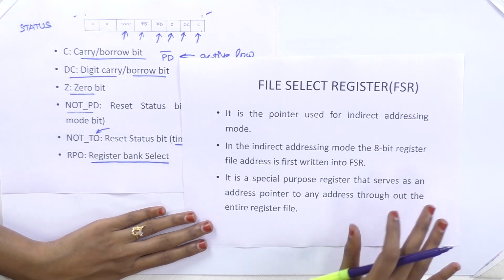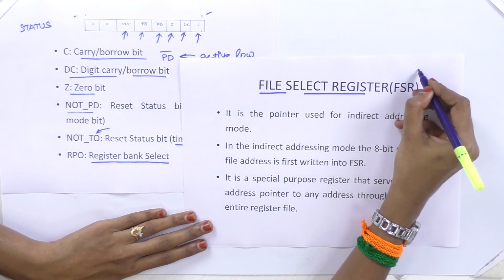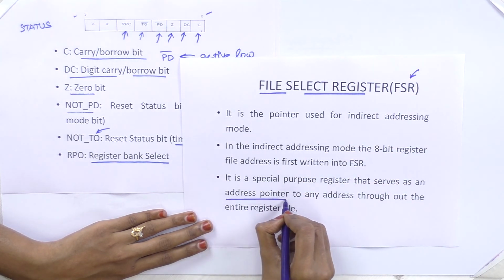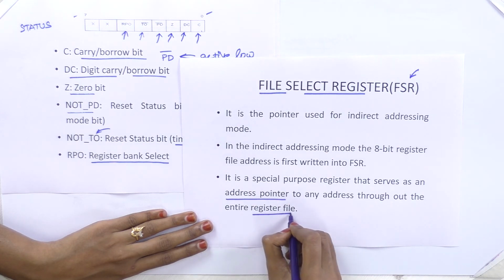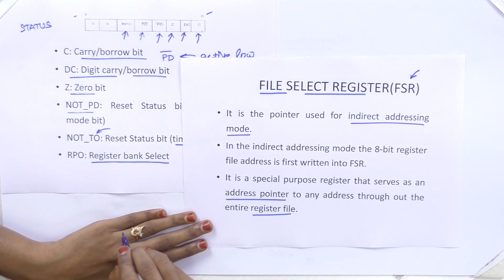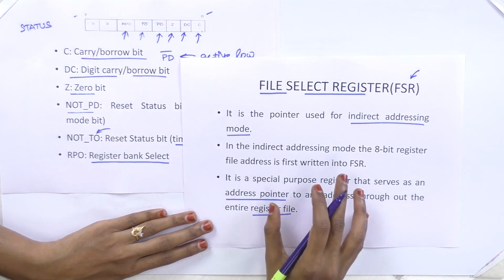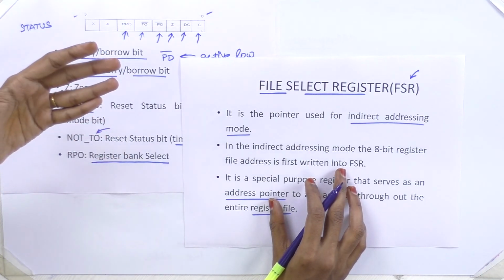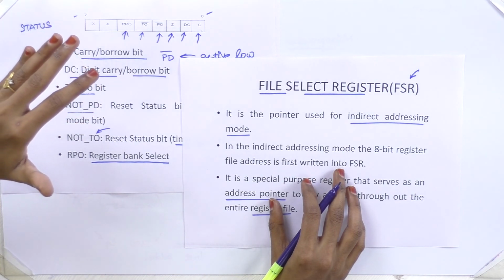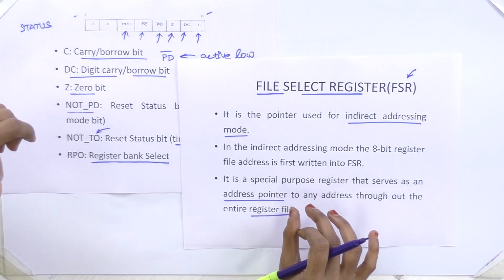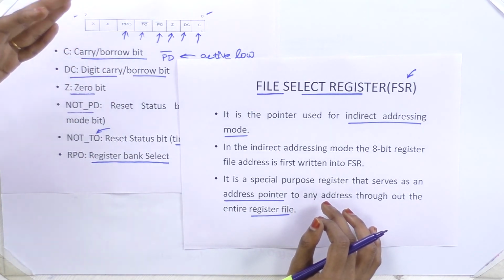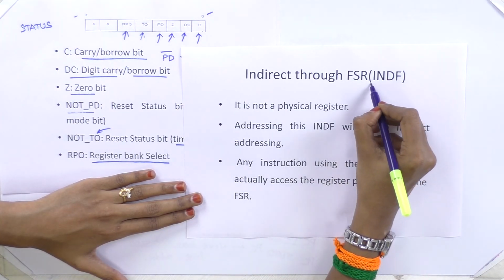Fine. And the next register is called the file select register, which is nothing but FSR. This FSR we will use as an address pointer where we store the register file's address. We will use this only in indirect addressing mode. That's the purpose of the file select register. From the name itself, you can understand that it is used for selecting the files. Files are nothing but registers, which are called files here. This is used at the time of indirect addressing mode to indirectly represent the address of the register to be accessed.